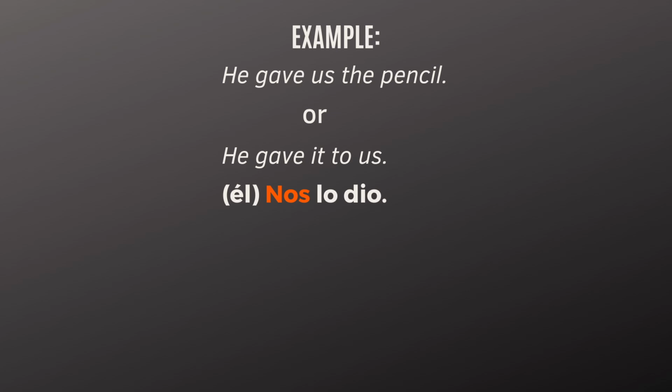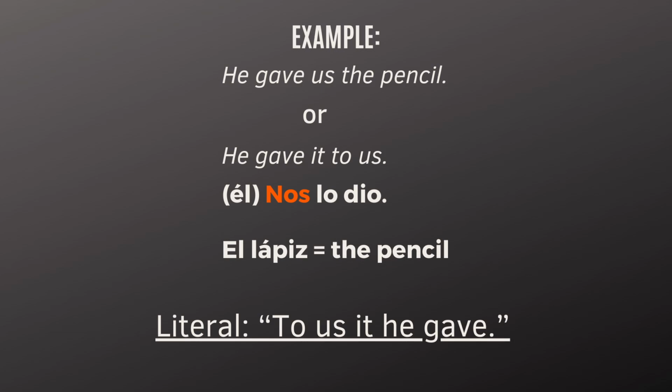That's our indirect object pronoun showing to whom. But now we have another pronoun in this sentence as well, the lo. This is our direct object pronoun because it answers the question, what? What was given to us? Well, it was el lápiz, the pencil. Nos lo dio. He gave it to us. Again, if you're looking at it literally, just so that you can understand each word, to us, it, he gave. And I want you to notice that we moved the word it before the verb, dio. These pronouns need to go before the verb.